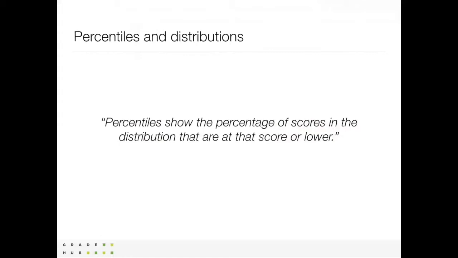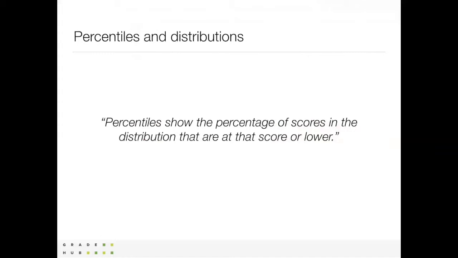The other thing that teachers sometimes use percentiles for is different kinds of grading approaches. Percentiles are very useful, for example, if you're grading on the bell curve, because it provides a lot of the computation that you're going to use for that kind of scoring.